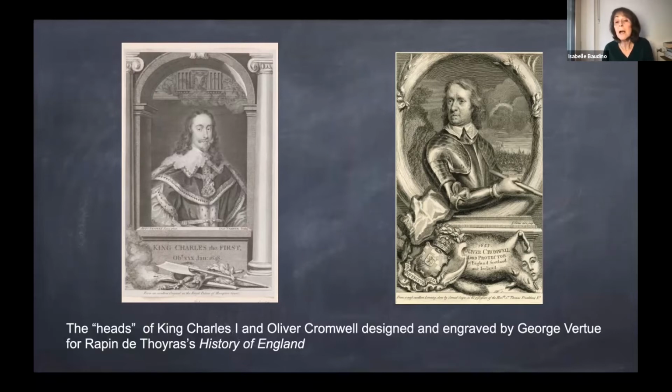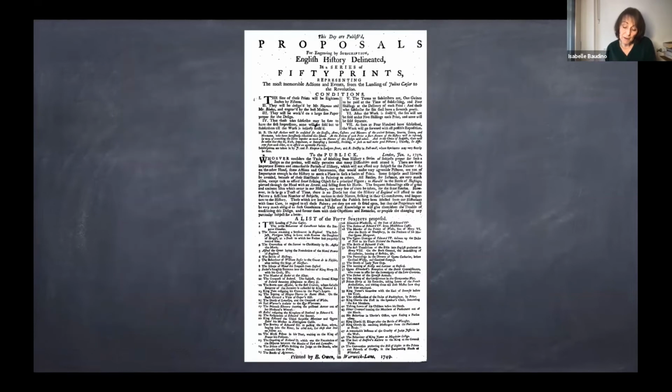Rapin's colorful account prompted readers to visualize memorable episodes, and many provided the basic plots for plays, for instance. But it was also the main inspiration behind a very ambitious visual project called the English History Delineated, a list of 50 events that made Britain, from the landing of Julius Caesar to that of William of Orange, presented to the public in 1749, but this project failed to attract enough subscribers and did not materialize into a lavish visual publication.